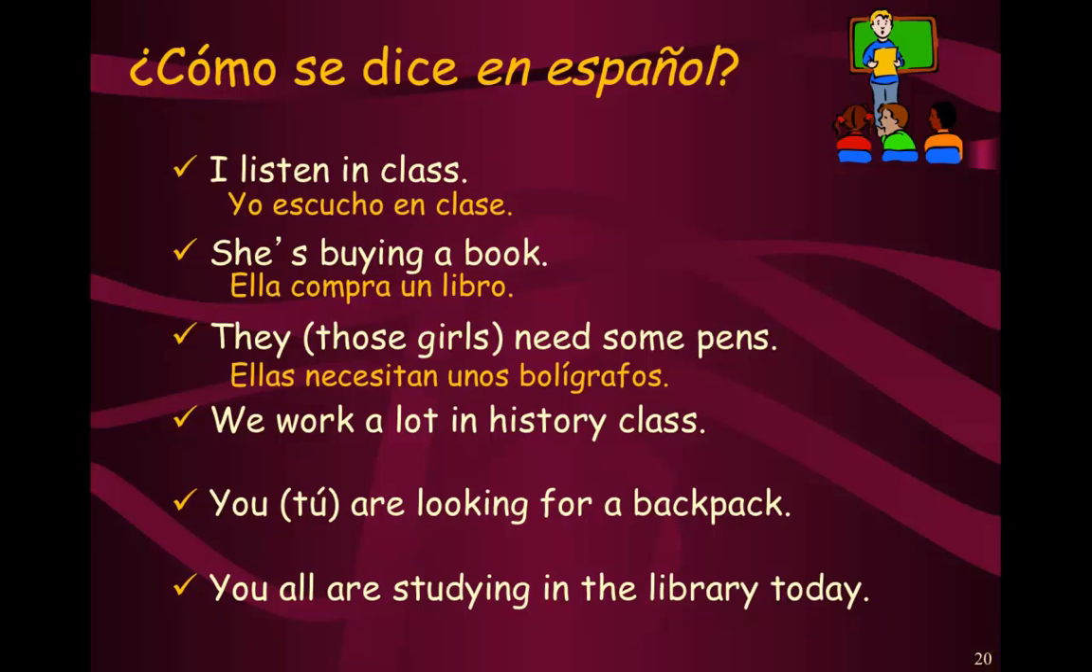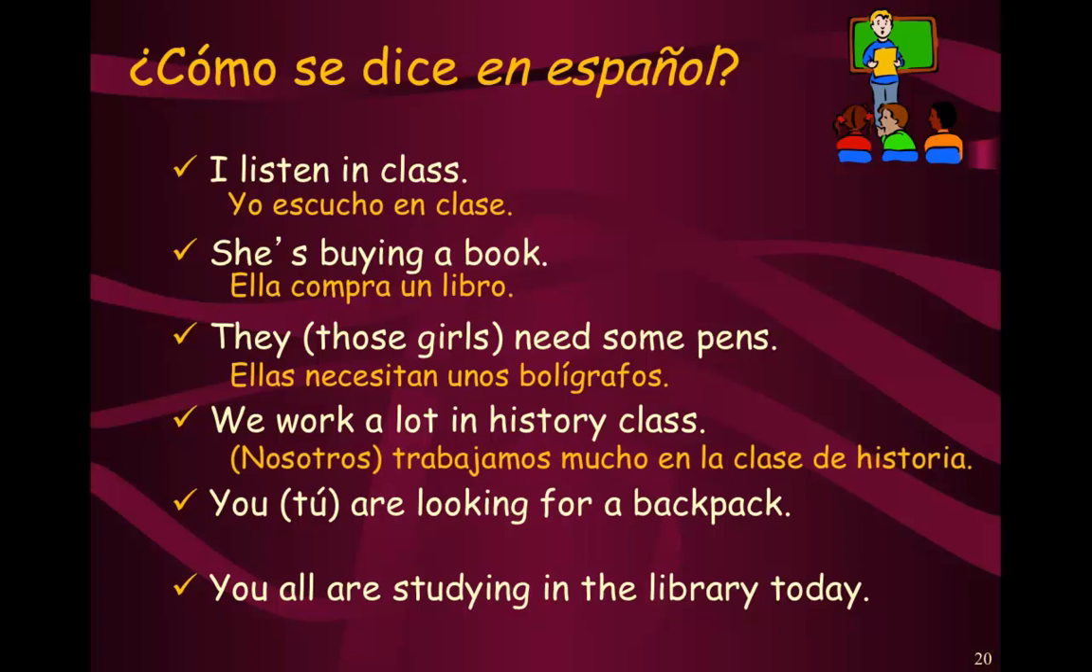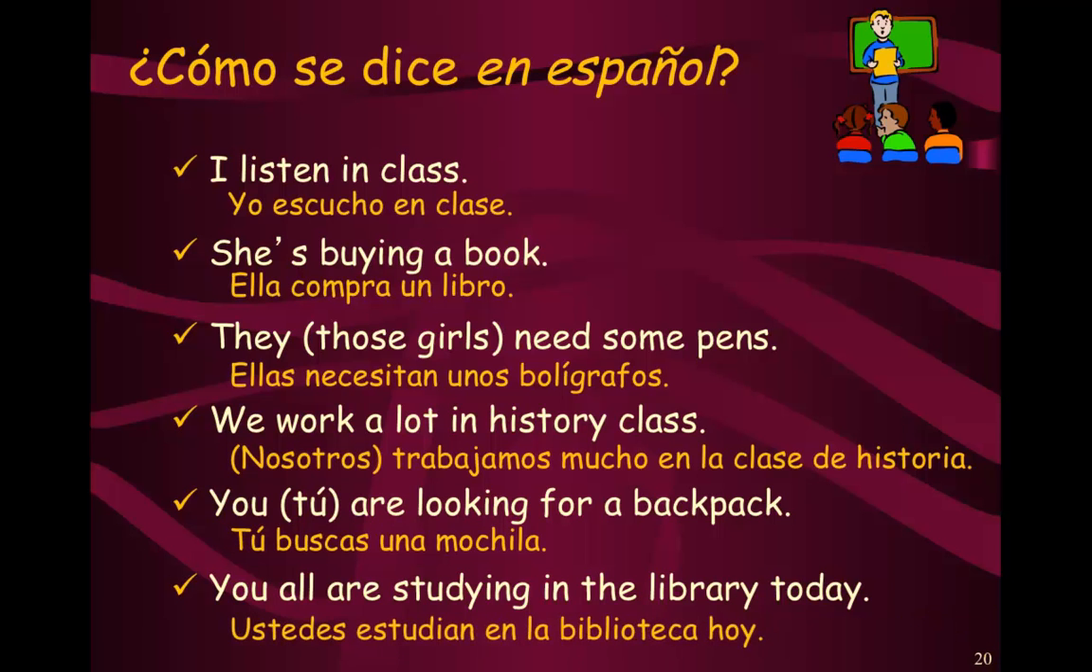We work a lot in history class. Nosotros trabajamos mucho en la clase de historia. You, and I want you to use the tú form, are looking for a backpack. Tú buscas una mochila. You all are studying in the library today. Ustedes estudian en la biblioteca hoy.